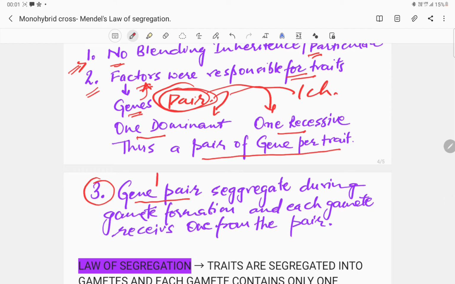He said that this pair of genes is usually found in all the cells of the organism, but when gametes are being formed, both partners of this gene pair segregate, they separate from each other during gamete formation or gametogenesis, and each gamete receives one of these genes.